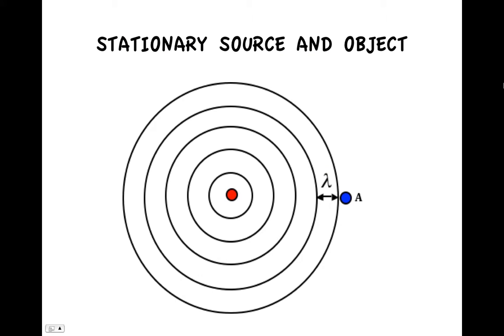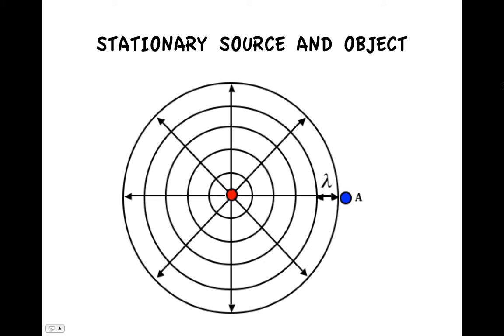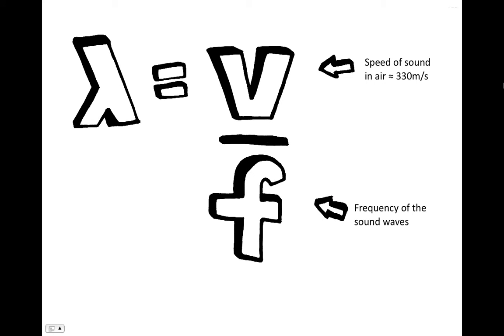When both the source and the observer are in stationary positions, a diagram like this can be drawn, where the sound waves travel away from the source in the directions indicated by the arrows, and the concentric circles are the wavefronts, which represent all the points in the waves that are in phase. The wavelength of the sound waves from a stationary source is given by the equation lambda equals v over f, where v is the speed of sound in air and f is the frequency of the sound waves.